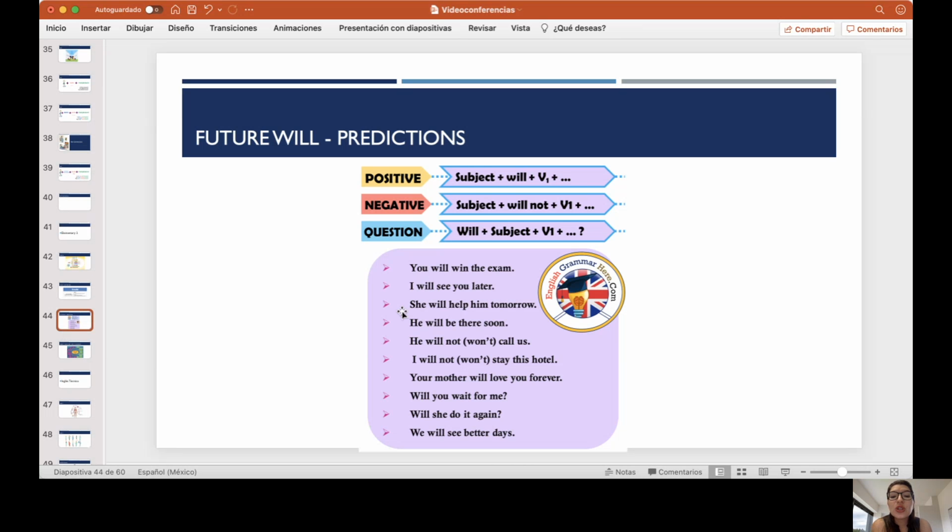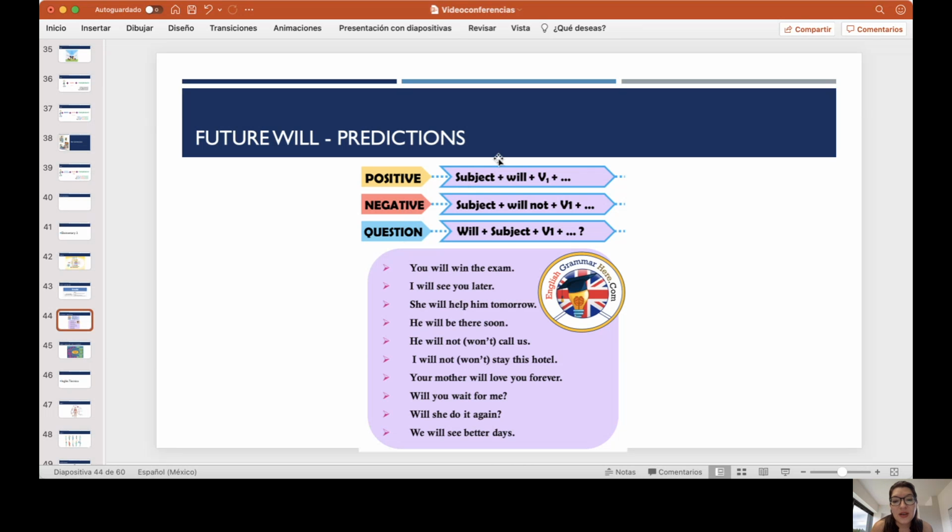We also talked about predictions. We have here the affirmative, negative, and questions. We're using the future will to talk about predictions. The future will is called the simple future in some cases because it's the easiest one. We're not sure if these predictions are going to happen in the future, but they are the things that we think may happen in the future.